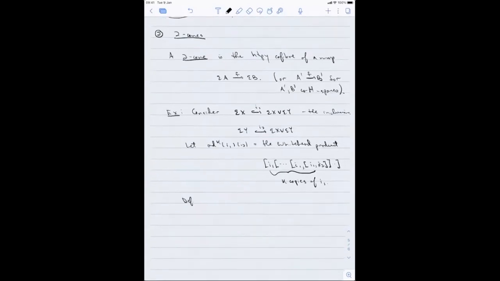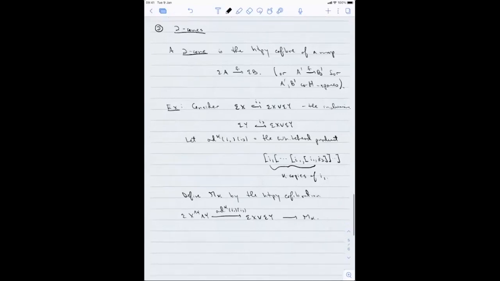And let's define M_k by the homotopy cofibration. We attach by ad^k. So we start with the wedge, and we will attach ad^k, coming from the suspension of a k-fold smash of X smashed with Y. The cofiber we'll call M_k.